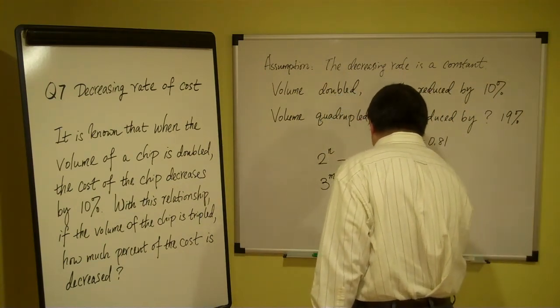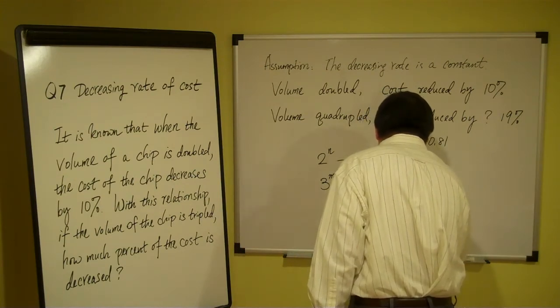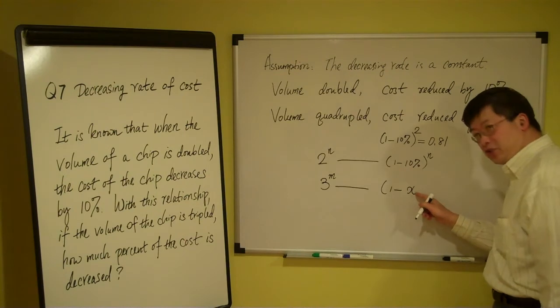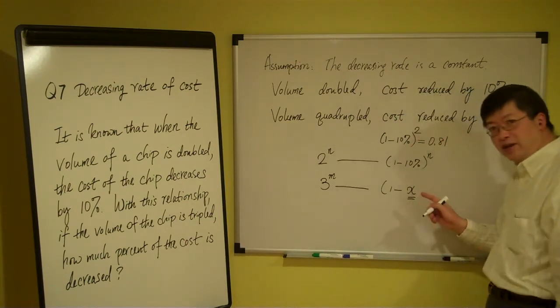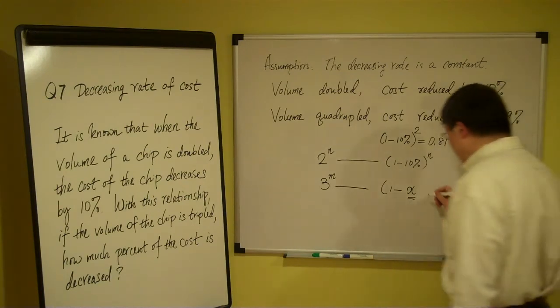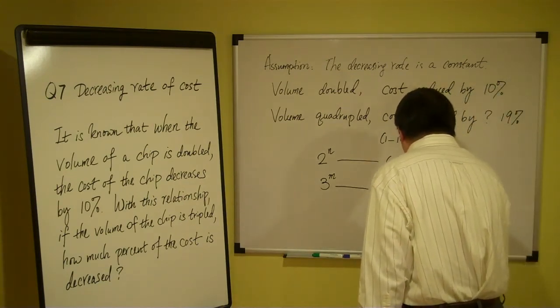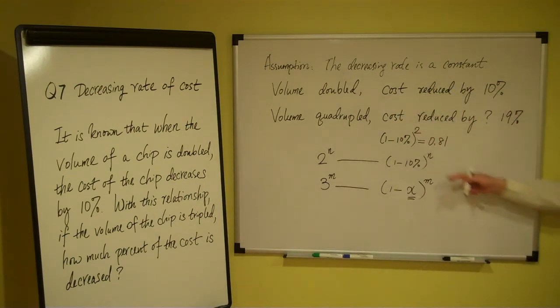All right. So similarly, the decreasing rate, let's assume x. This is the number we want to find. We don't know it, x. After m times, that's the relationship.